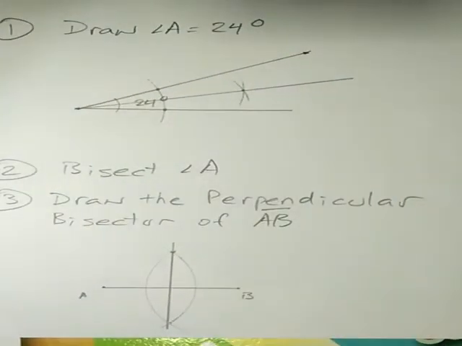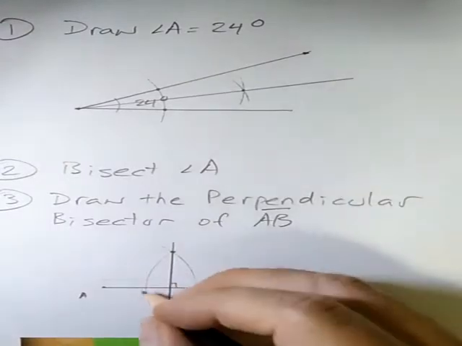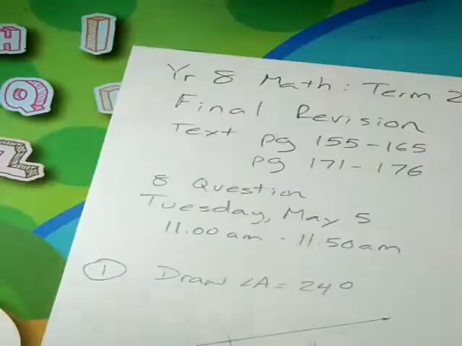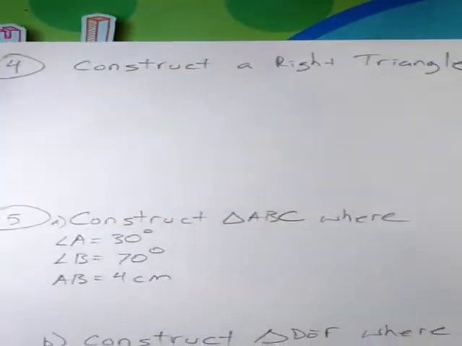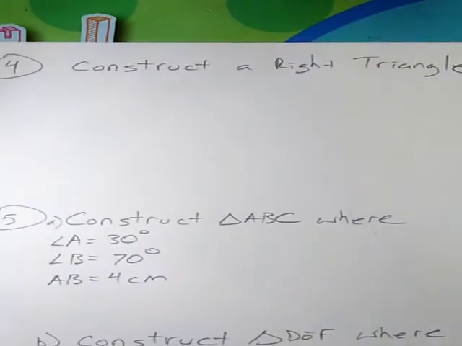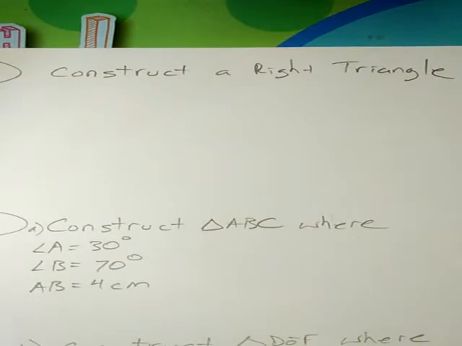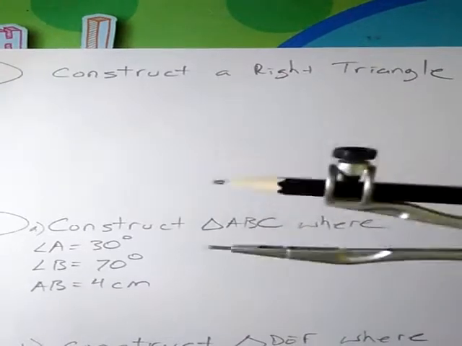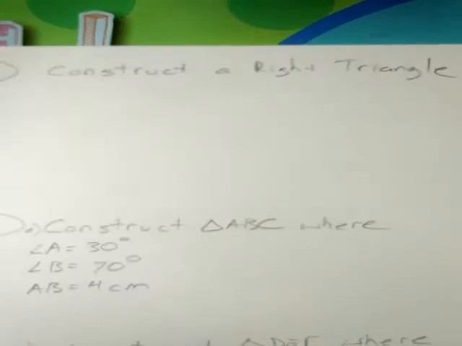And now I should have a perpendicular bisector, so this would be a 90-degree angle, and this side length will equal this side length. Okay, number 4. We're going to construct a right triangle. So to construct a right triangle, I'm not going to use my protractor or my right angle tool. I'm going to use a compass to construct that right triangle.